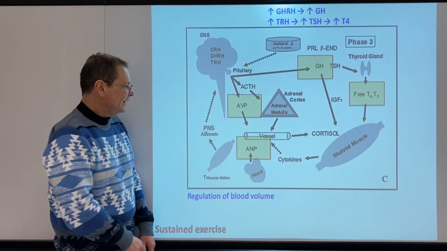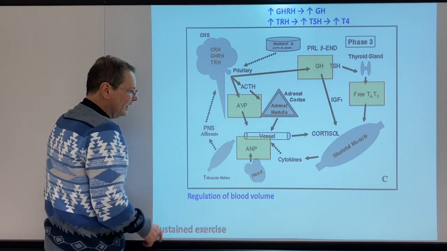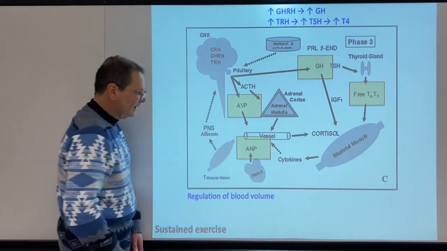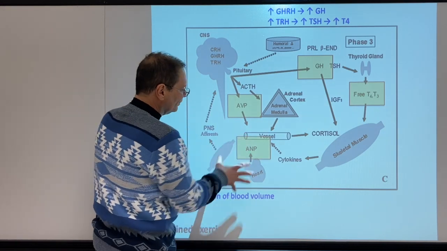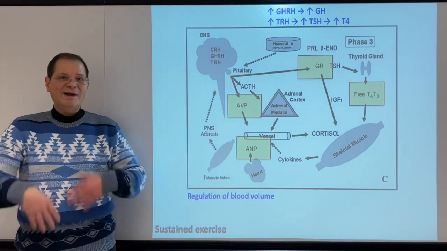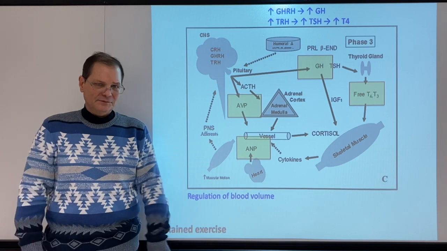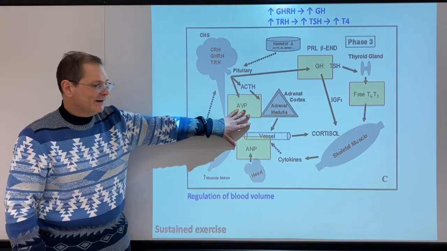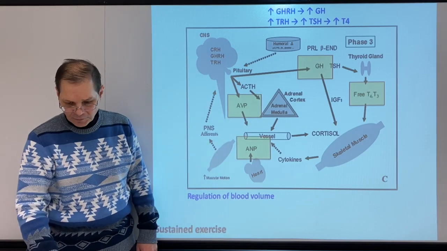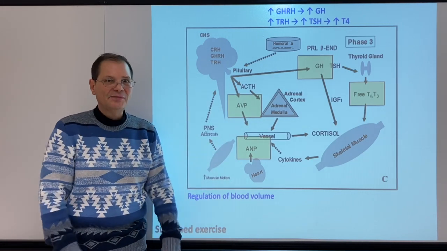All right, and in addition, we have ADH and ANP, atrial natriuretic peptide, and these are going to regulate blood volume, and you sweat out all your fluid during sustained exercise, okay? So they're part of this integrated response to exercise as well, okay? And you guys know all about that.